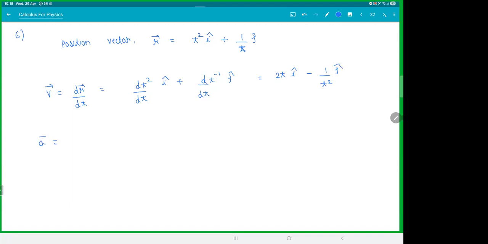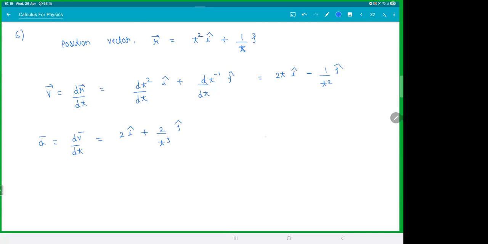What's the acceleration? Again, differentiate it. That would be 2 i cap, and what is minus 1 by t square? That is t power minus 2. So that would become plus 2 by t cube j cap. Please check. If you're confused, please ask me on this.